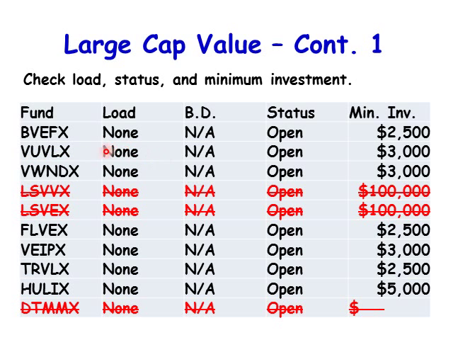VUVLX, and there's no load here, and I don't have to worry about backdoor entry, and it's open. Its minimum is $3,000. I'm trying to pick two funds. So I pick these two funds, and you might look deeper into the funds and see if there's something that you would rather have that these two funds don't have. But for this video I'm just going to pick these two funds. So top two funds. Let's continue.